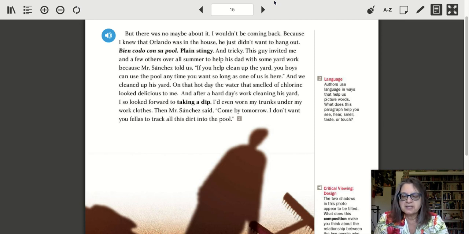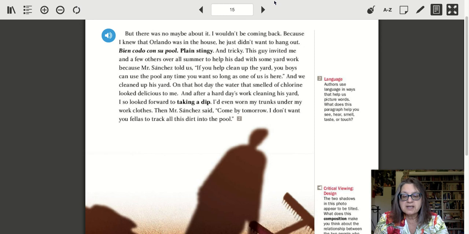This guy invited me and a few others over all summer to help his dad with some yard work because Mr. Sanchez told us, if you help clean up the yard, you boys can use the pool anytime you want, so long as one of us is here. And we cleaned up his yard.